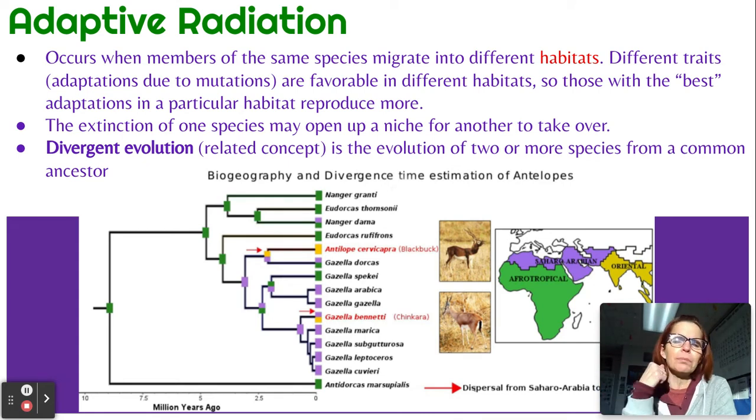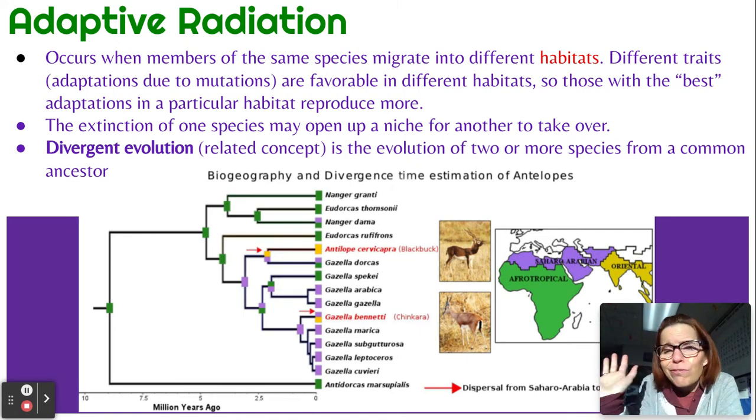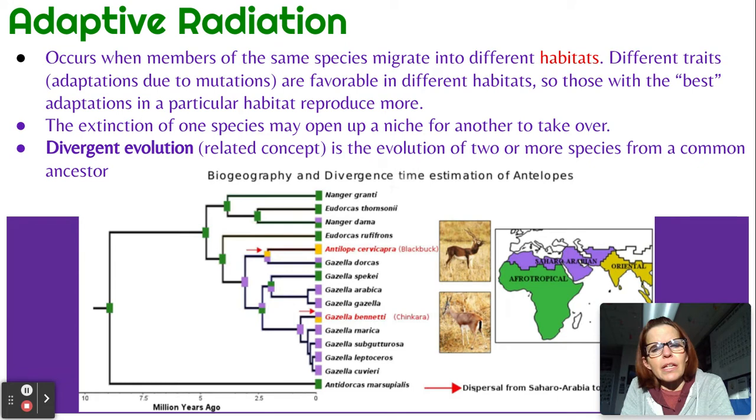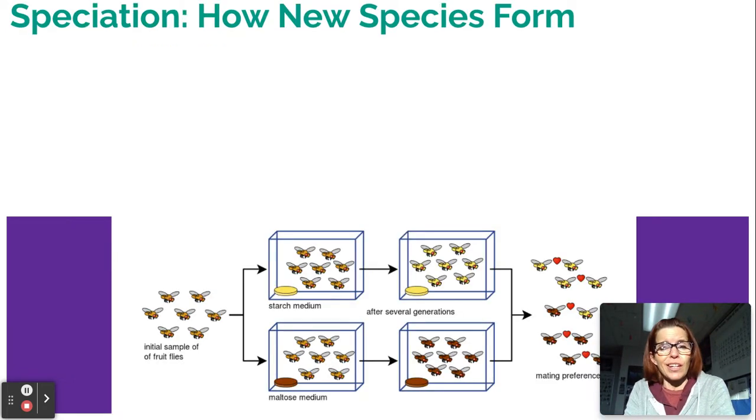If you read a problem that says something about adaptive radiation, or you read a problem and it says something about divergent evolution, it's pretty much going to be the same problem. It's not going to be anything different. So I'm going to tell you, for now, let's just consider them synonyms. So the evolution of two or more species from a common ancestor is divergent evolution.